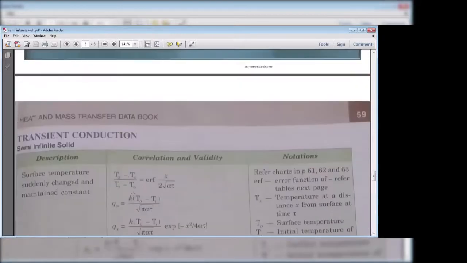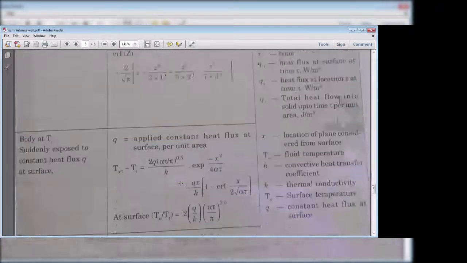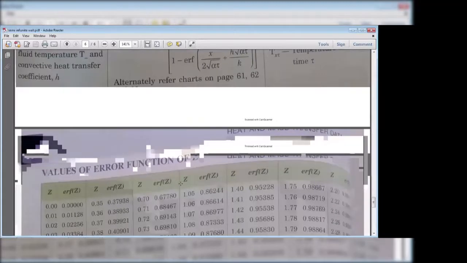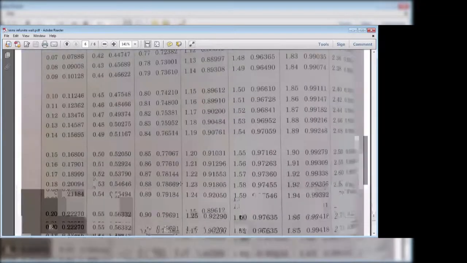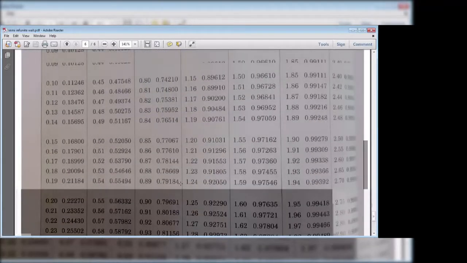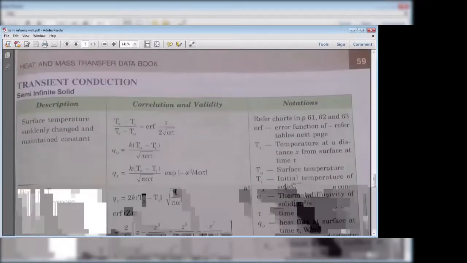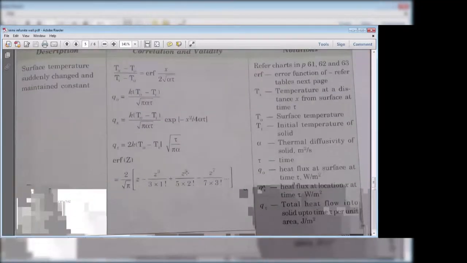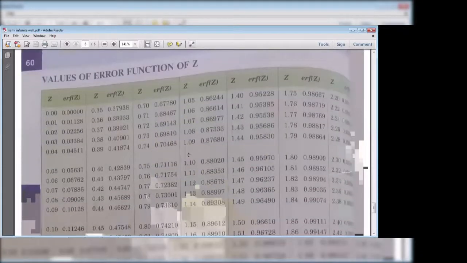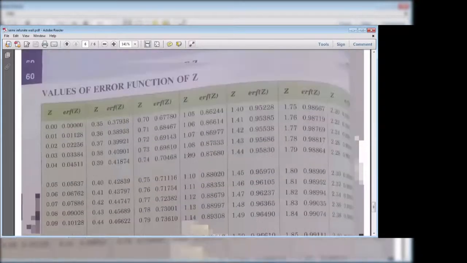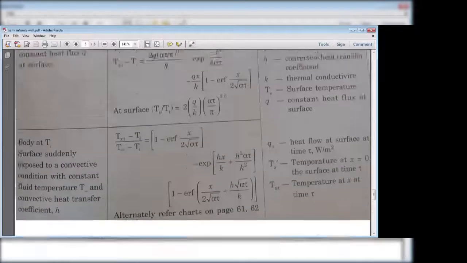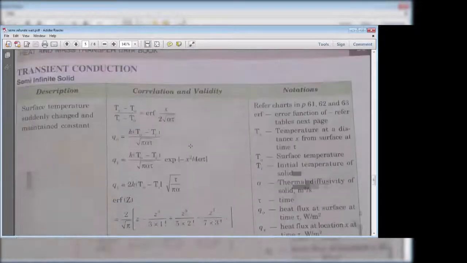I think it is page number 59 and 60. You will get the formula on page number 59 of the data handbook, and the table on page number 60. If it is a new book, the page numbers will vary.